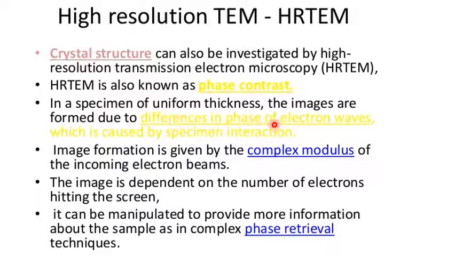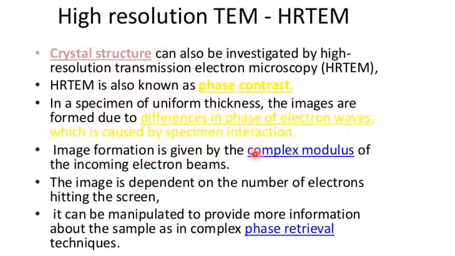Differences in phase of electron waves means that when electrons interact with the specimen material, the electrons coming from the specimen will have differences in the phases of their waves, because they are passing through different parts of the material. Due to these differences in the phase of the electron waves coming from the specimen, the image of the specimen is formed.